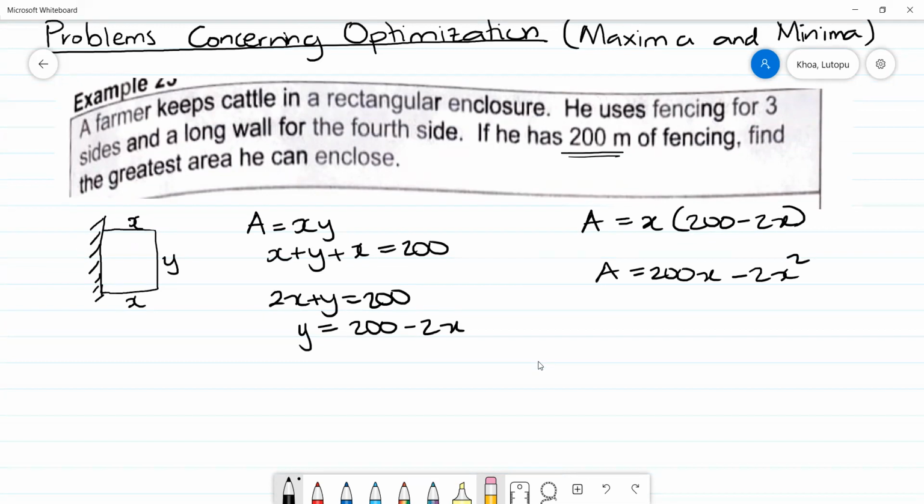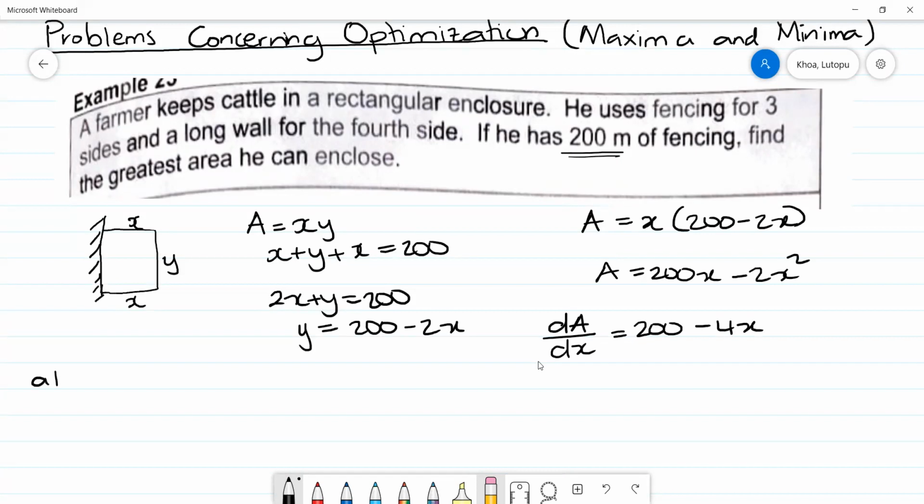Okay, now one thing you should take note of, and maybe you've noticed from the graphs that we were sketching, at the maximum point, the first derivative was 0. At the minimum point, the first derivative was 0. So even in this, if we want to work out the maximum, it will happen when the first derivative is 0. Okay, so we find dA/dx, and this is 200 minus 4x.